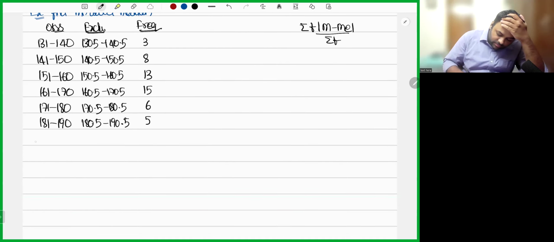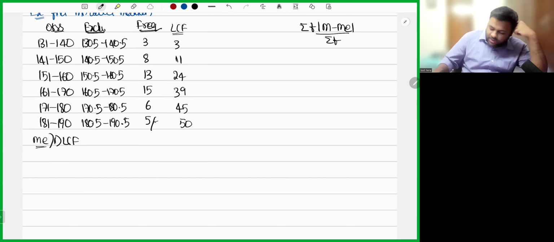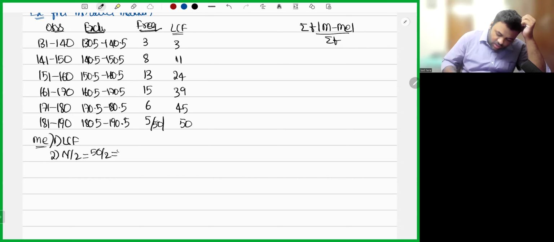How will you compute the median? First step is LCF, so let's calculate the LCF. 3, then 8 plus 3 is 11. 11 plus 13 is 24. 24 plus 15 is 39, then 45, then 50. Total is 50. First step, LCF, is completed. Second step is you'll do n by 2. 50 by 2 is equal to 25.